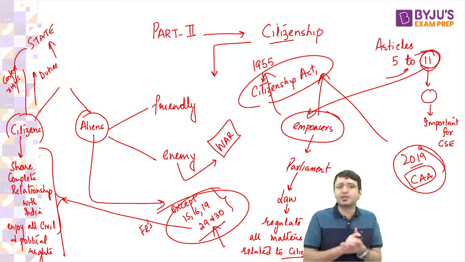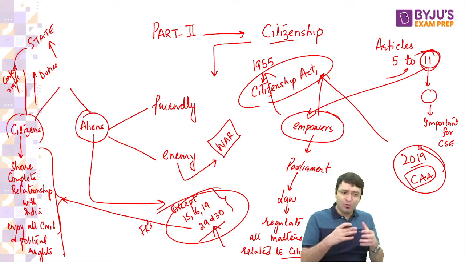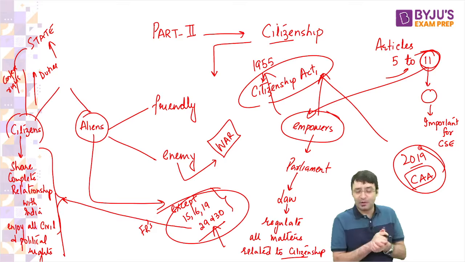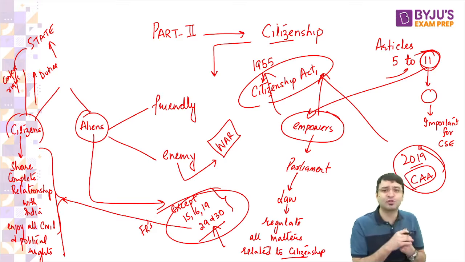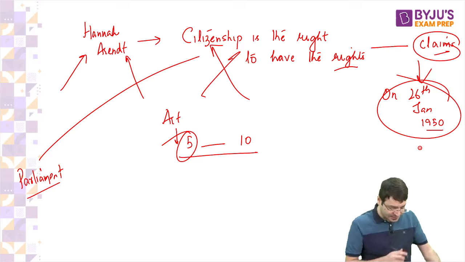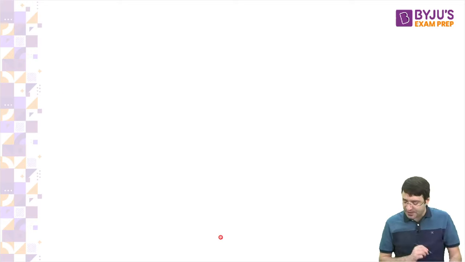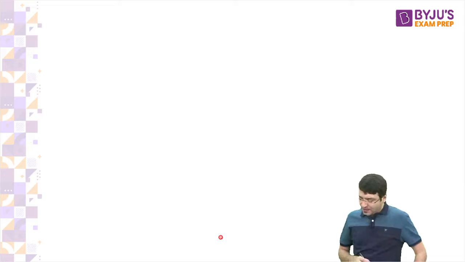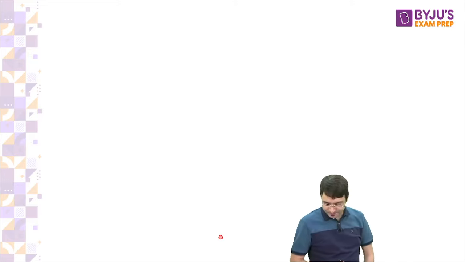And it is this Citizenship Act which defines, tells us what are the ways by which you can acquire Indian citizenship. What are the ways by which you can lose your citizenship as well. So now we will have to discuss what is this Citizenship Act of 1955. Any questions as of now? Let me know.